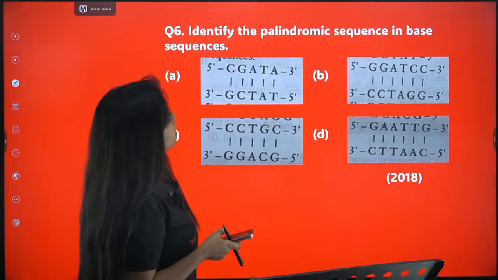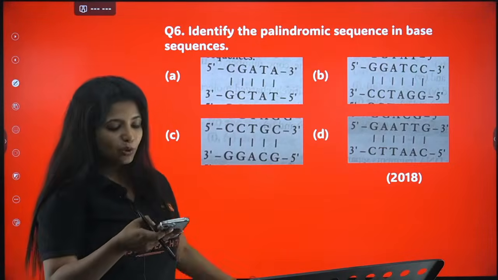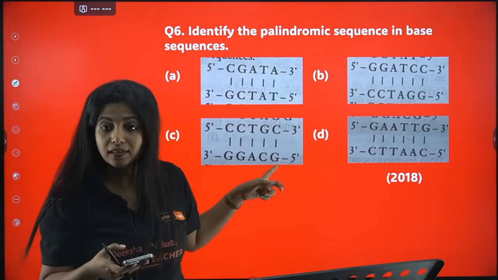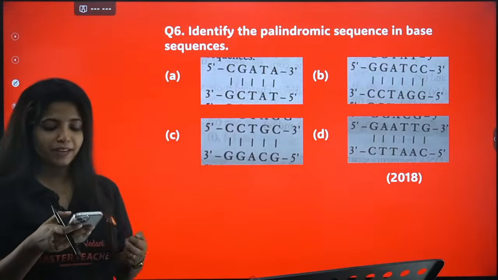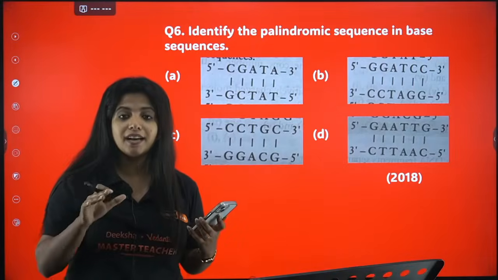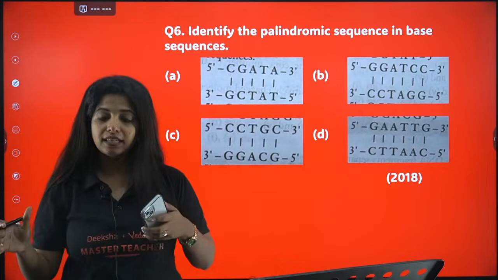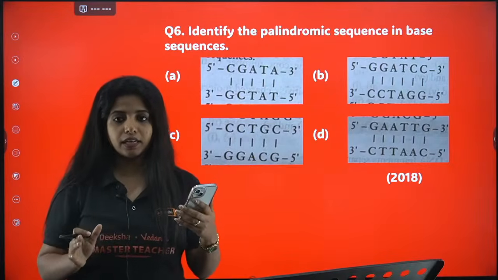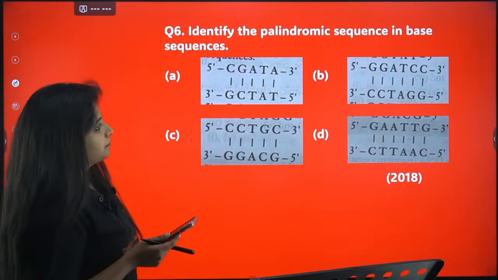Okay, now going ahead with the next question, try to solve this. Question number 6. Identify the palindromic sequence in the base sequences. So over here you are given some sequences and asked to find the palindromic one. What do you mean by palindromic? The one that you can read the same in both directions. From 5' to 3' it is read the same, and from 3' to 5' also it is read the same.